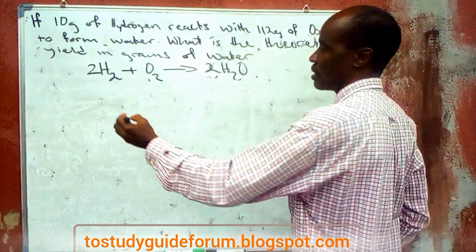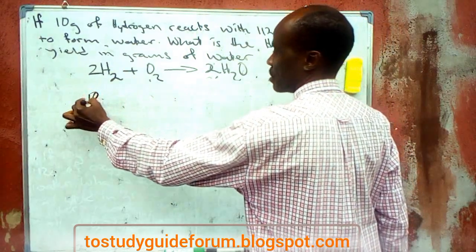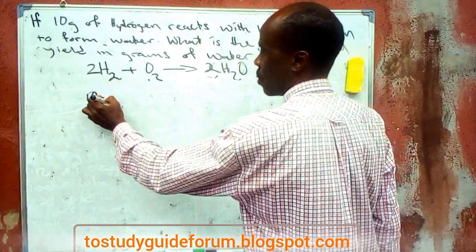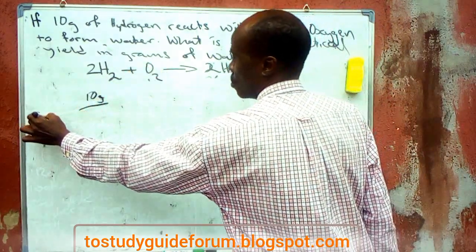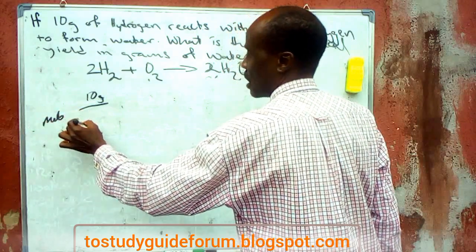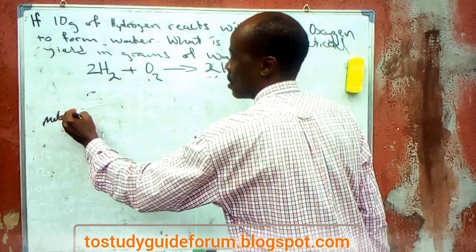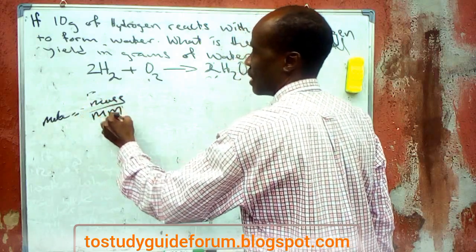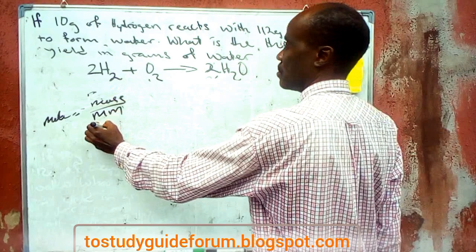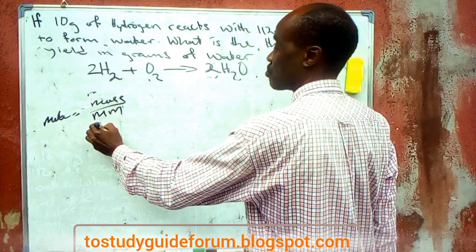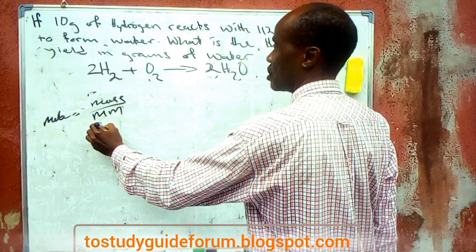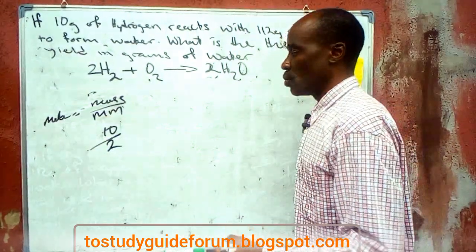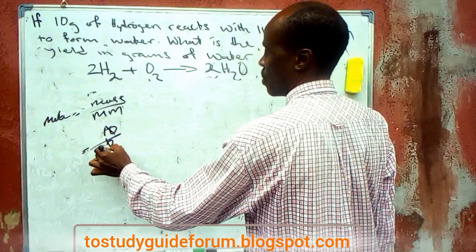So in that case, we know that from this, we have 10 grams. I'm going to solve it in 2 ways. Before we do this, we convert it to what? We convert it to moles. We know that moles is equal to mass over molar mass. Our mass there is 10 grams, and then the molar mass of hydrogen is 2. That will cancel. We have 5 moles.